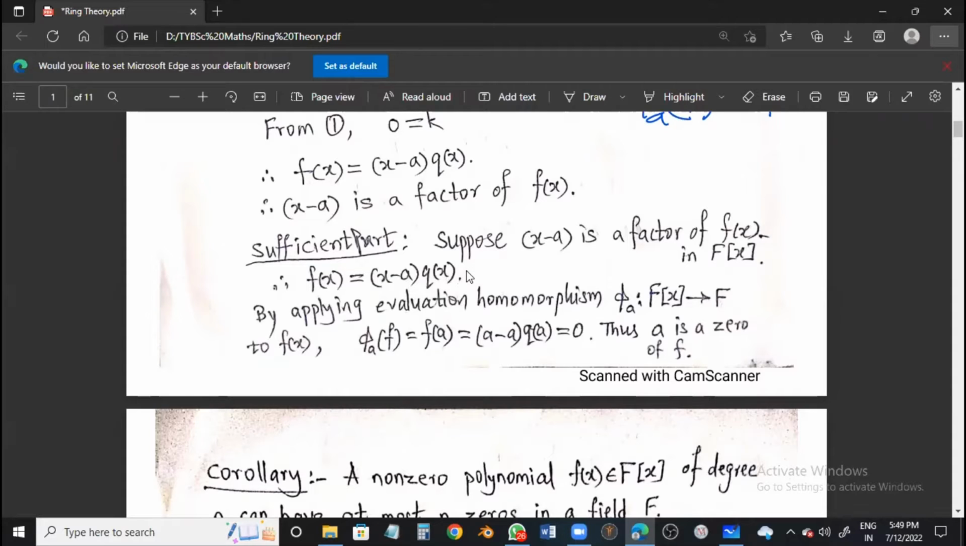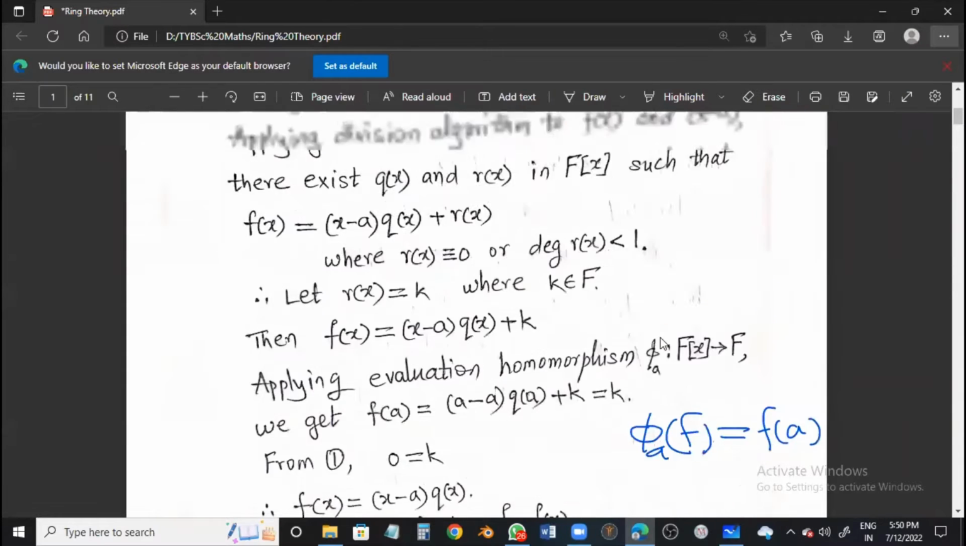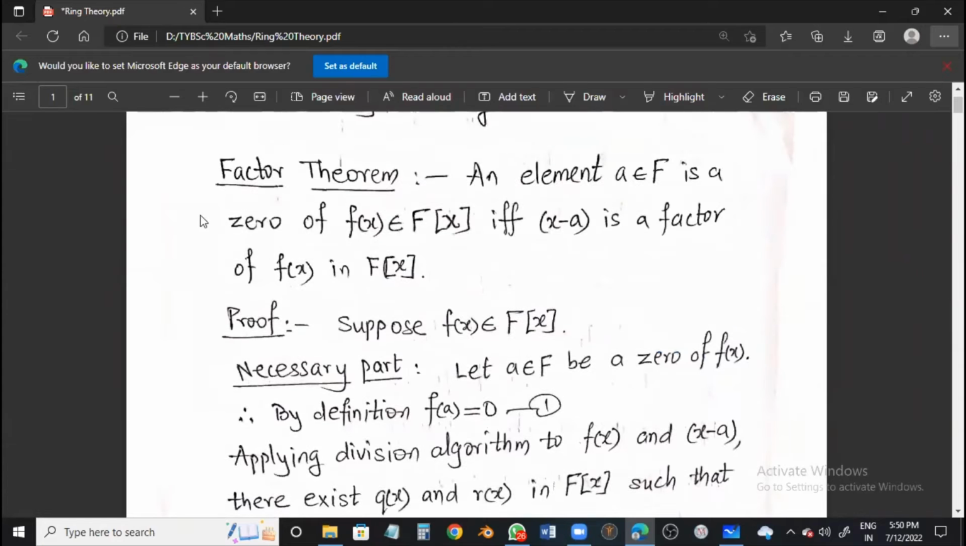Now again, whenever we want to reach f of a, we have to apply the evaluation homomorphism. So same way, again we apply evaluation homomorphism phi a. So what I'm going to get? Phi a of f will be f of a, that is a minus a gives you 0. So a is a 0 of f. So it is so easy. This is actually a corollary to the division algorithm, and because it is giving you a factor, we call it the factor theorem.